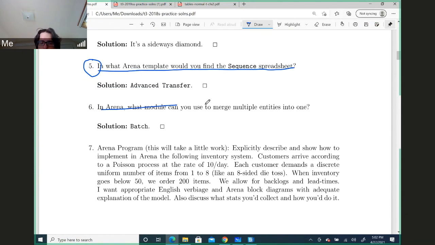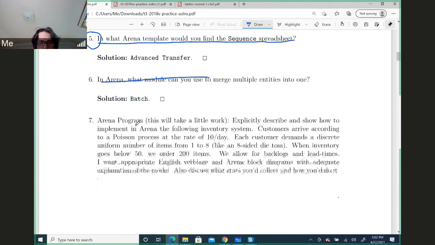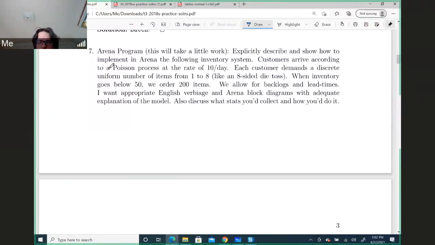In Arena, what module can you use to merge multiple entities into one? Batch. That should be pretty clear. Question 7, they tell you to describe and show how to implement in Arena the following inventory system.